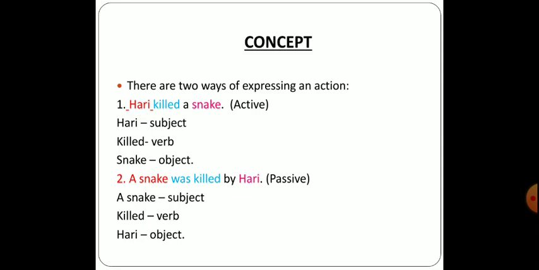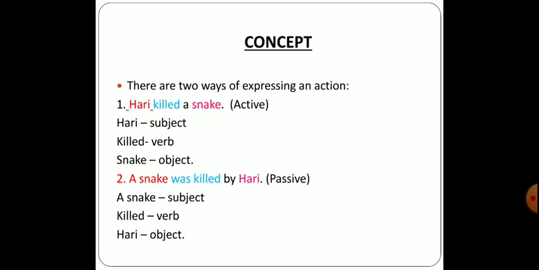You can see over here a sentence has been written: Hari killed a snake. This is an active form. Why? Because Hari is the subject, killed becomes the verb, and snake becomes the object. Hari is the name of a person, so we can say that this is the subject. Killed signifies the verb or action. So this will become the verb. And snake becomes the object.